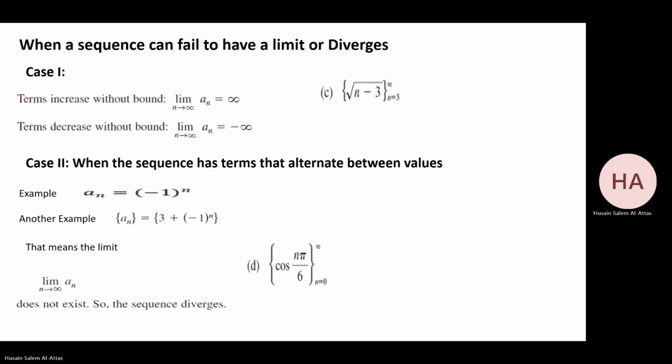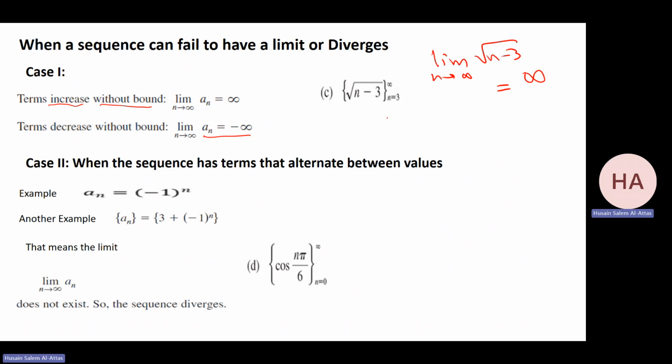And we'll explain that. When a sequence can fail to have a limit, usually there are two cases. If the terms increase without bound, they're going to infinity, or decrease without bound, they're going to minus infinity. For example, if you look at this one, as you apply the limit as n goes to infinity of this, that will be what? Infinity minus 3, which is infinity, square root of infinity, which is infinity. So the limit, we say, diverges.